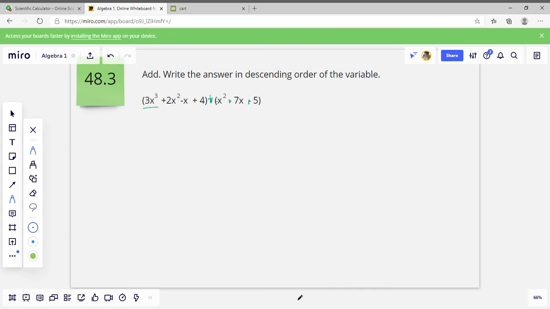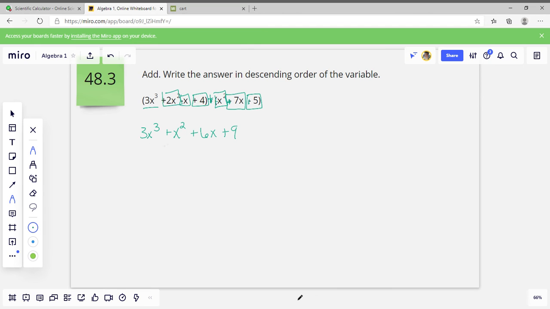All right, so 3x to the third. We don't have any other x to the thirds on this side, so we're just going to write 3x to the third. 2x squared. We do have an x squared. So we have 2x squared positive minus 1x squared. 2 minus 1 would be 1. So we're going to have plus 1x squared. Minus 1x, that's x to the 1, and then we've got this turned into a plus 7. 7x minus 1x would be 6x. And then we've got plus 4 and plus 5. 5 and 4 would be 9.